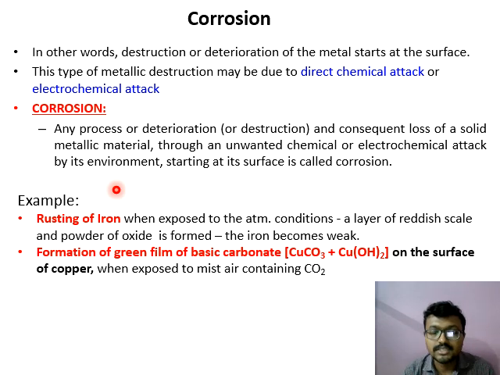So corrosion is a thermodynamically spontaneous process, and the free energy change of corrosion will be negative. This is the basic idea of corrosion. Corrosion is a thermodynamically spontaneous process. It starts at the surface of a metal, and it occurs because of chemical or electrochemical attack. An example is the rusting of iron, or the formation of a green film of copper hydroxide or copper carbonate at the surface of copper metal.